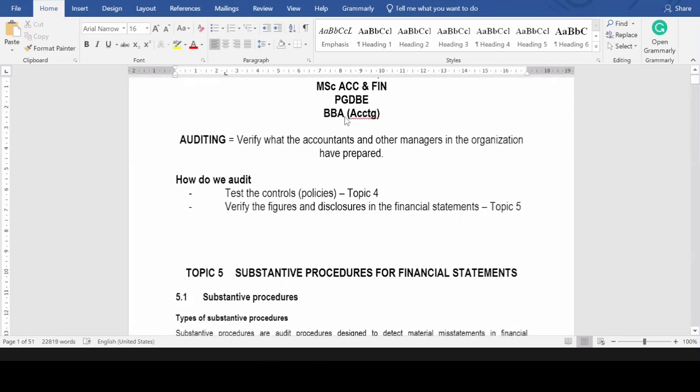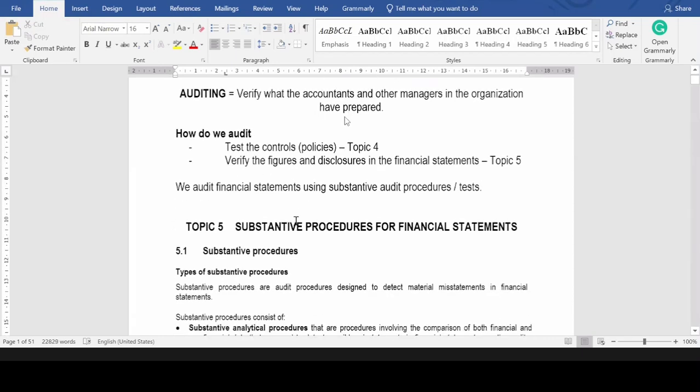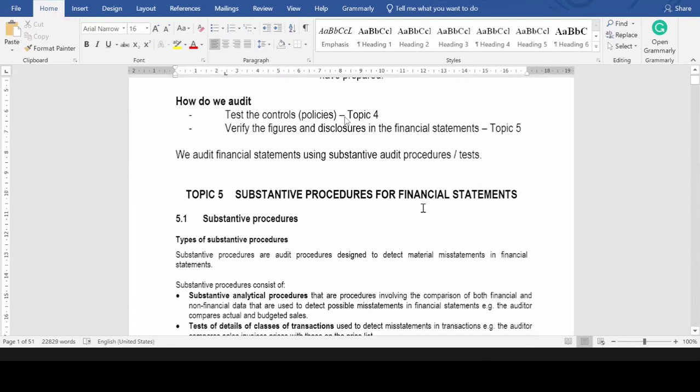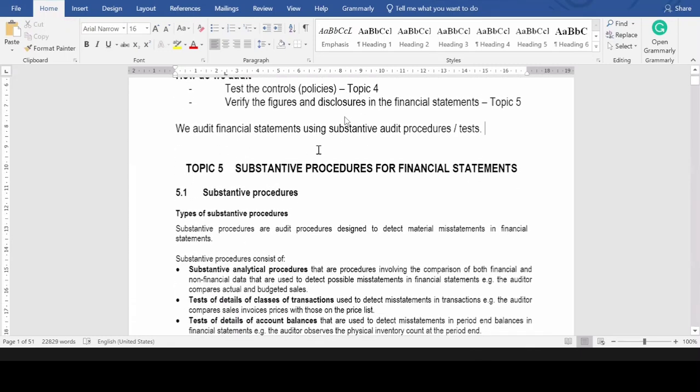Now, we audit financial statements using substantive audit procedures. We use the substantive audit procedures or audit tests. And when we talk about substantive audit procedures, and that is what is bringing us topic 5, we're going to study these audit tests or audit procedures, the ones we use to audit the financial statements.